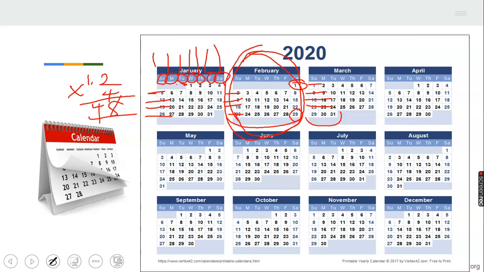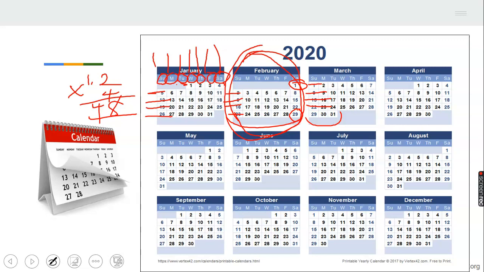This 2029, February is 29. So that means in 2021, February will be 28. Is that taken? So if February is 29, that's when we have a leap year. But if it is 28, it is not a leap year.